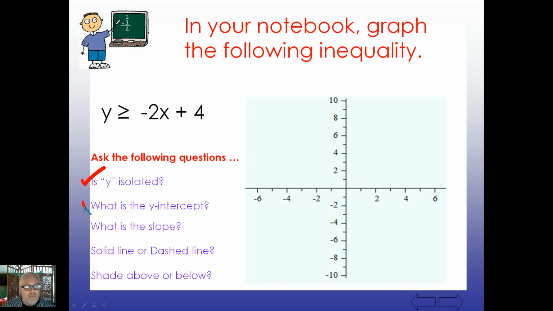What's the y-intercept? So if I look here, the y-intercept is going to be positive 4, so it's going to be sitting right here, positive 4. What's the slope? Well, the slope's negative 2. So negative 2 simply means, remember, it's rise over run, so it's going to be negative 2 over 1.